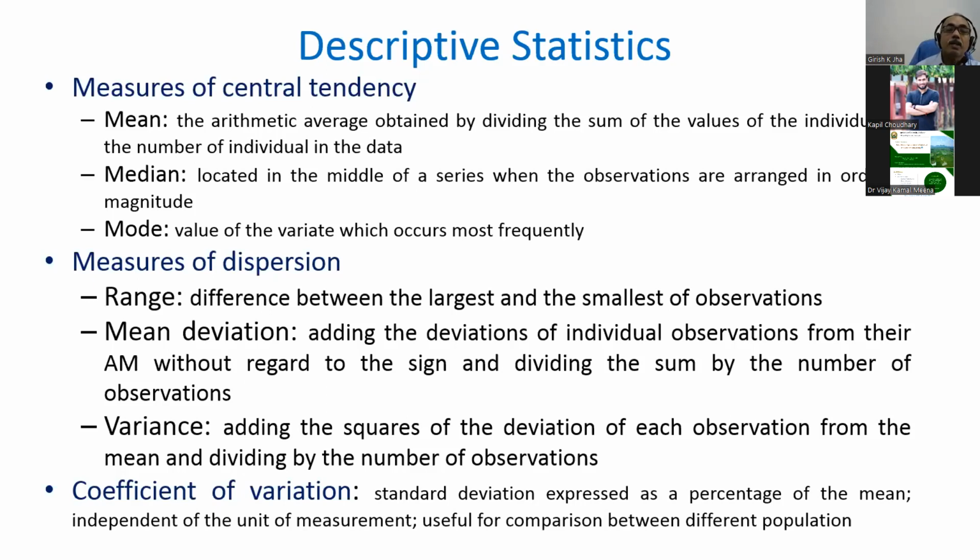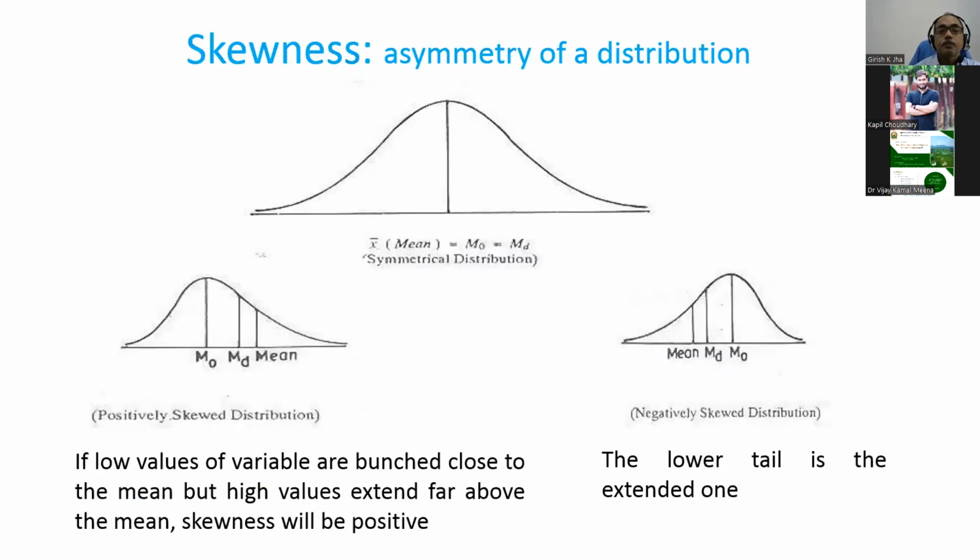So for that, you cannot go for a central tendency, because some data is in grams, some data is in kilograms. So you cannot go for a dispersion. For that, there is a coefficient of variation, CV. So CV is unit free. You know that a standard deviation is expressed as a percentage of the mean, and it is independent of unit of measurements. And that's why you can compare between different populations.